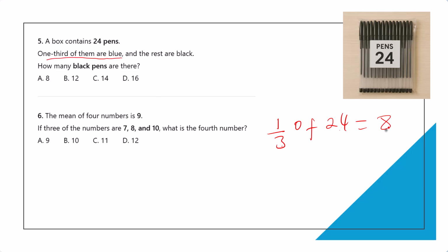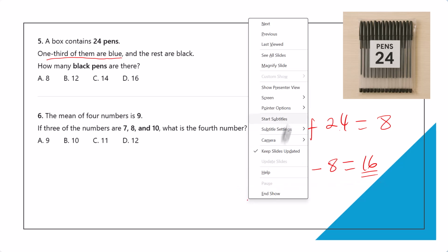Now, if 8 of them are blue, how can I work out the black? I do 24, take away 8, and that's going to be 16. So if you do 24, take away 8, that's going to be 16. And that's it. Done. There's nothing else. Okay?